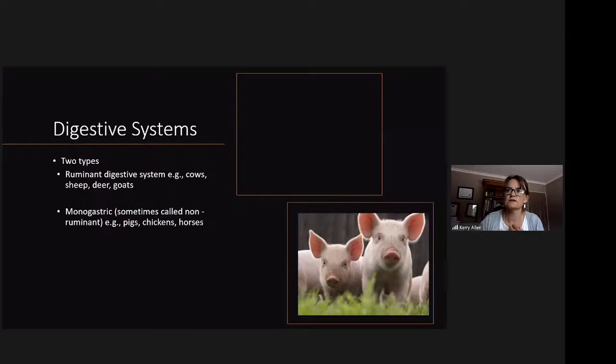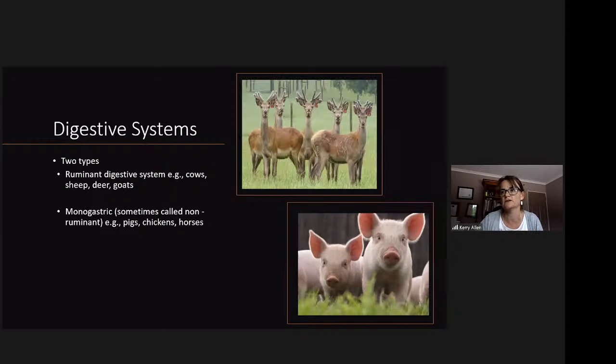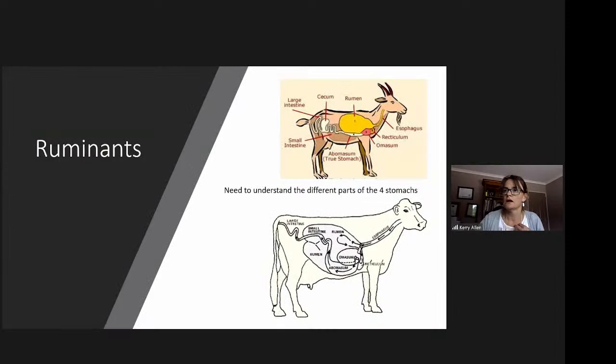Okay, the next one is digestive systems, and remembering that there's 2 types. So these are ruminant digestive system, which is your cows, sheep, deer, and goats, and then your next one is the monogastrics, which is your pigs, horses, and chickens.